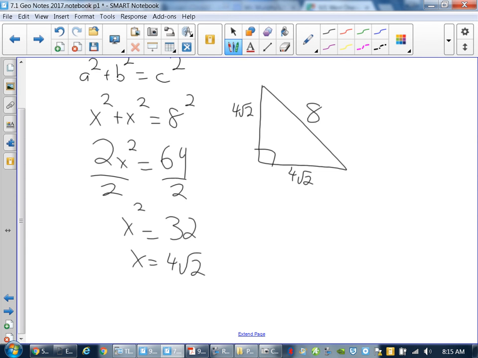More specifically now, what kind of a right triangle is that? It's isosceles. It's an isosceles right triangle. If it's an isosceles right triangle, what are your two base angles? If they're the same, they're going to be 45s. These will both be 45 degrees.